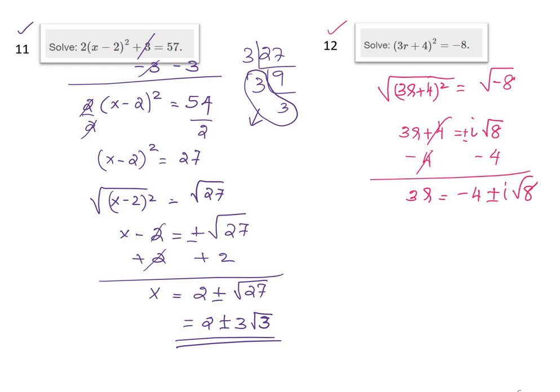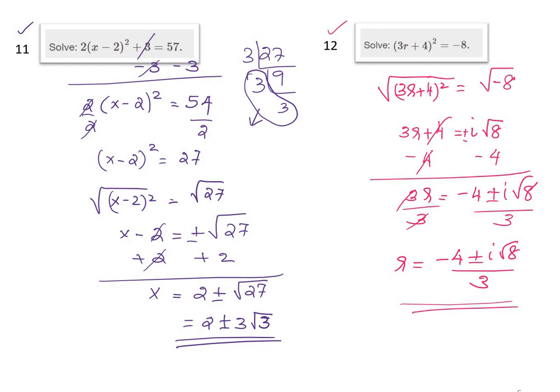Okay. Now we want to find the value of r. So we can divide both sides by 3. 3 cancels out. And r is equal to negative 4 plus or minus i square root of 81, divided by 3. So both solutions, either negative 4 plus i root 81 divided by 3, or the conjugate, negative 4 minus i root 81 by 3. So that's it. So we have again 2 solutions.